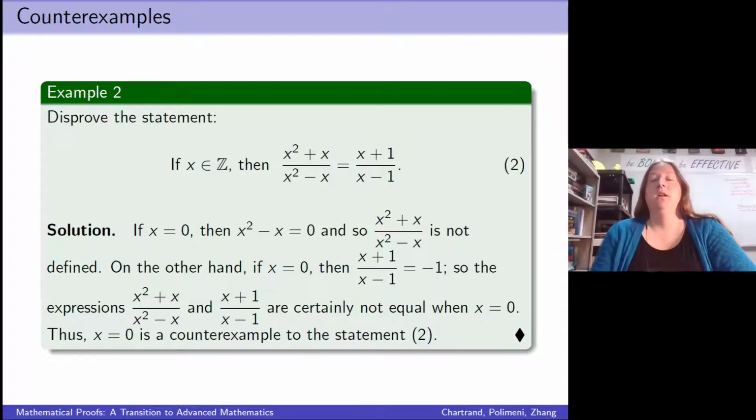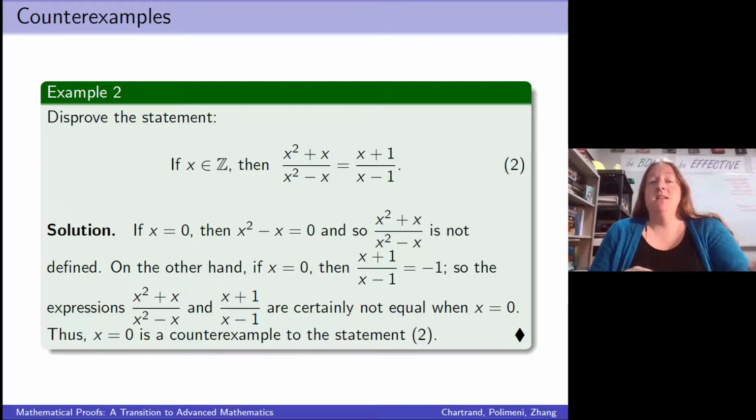So with this one, we might try a few examples. And one of the examples you might think to try is, well, let me see if x equals 0 works. So you'd plug in 0, and on the left-hand side of that equal sign, you'd end up with 0 in the numerator and 0 in the denominator. Well, that's not defined. So then we have, on the right-hand side, a 1 in our numerator and a negative 1 in our denominator. Well, that's negative 1.